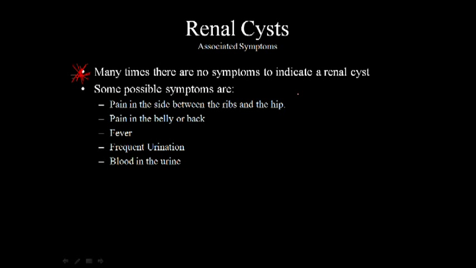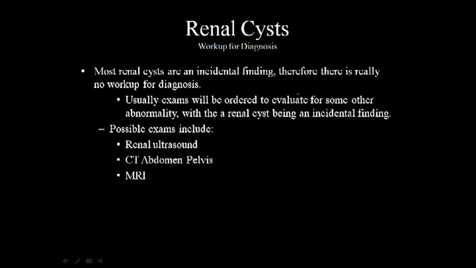It could be appendicitis. It could be colitis, Crohn's disease. All of these things could actually mirror the symptoms of a renal cyst. So many times we don't know that the patient has a renal cyst. It's kind of the furthest thing from our mind based on other symptoms. And so most renal cysts are basically an incidental finding.